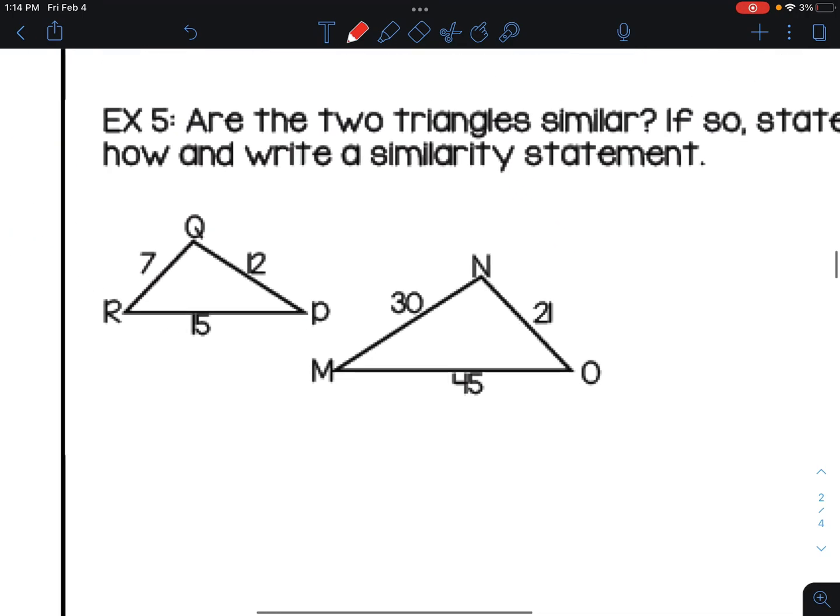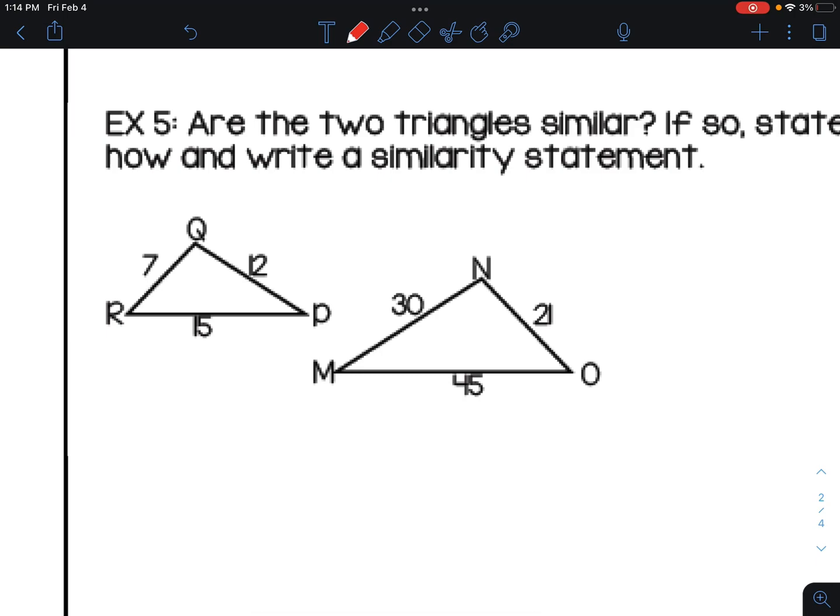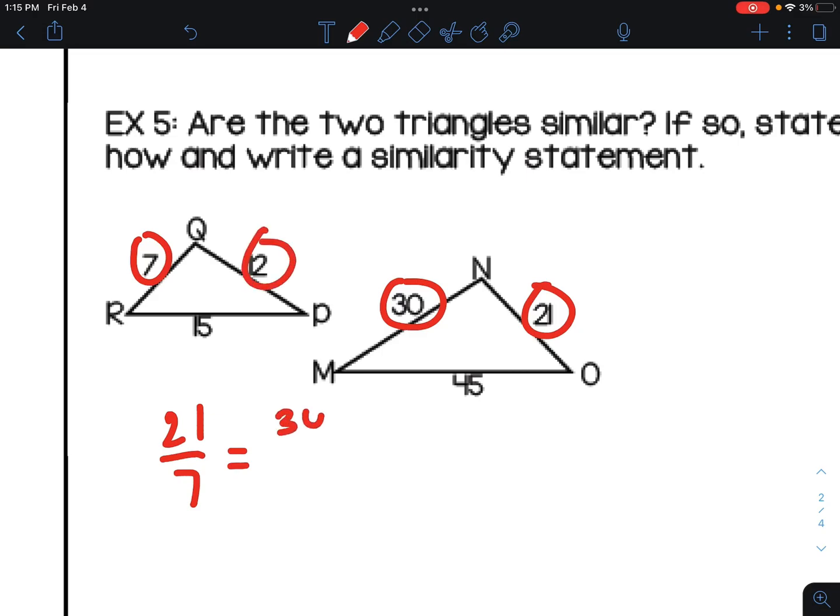And then last but not least, looking to see what we have going on here. So we're going to pick out the small side. Corresponds with the small side here. So 21 to 7. Is that the same thing as 30 is to 12? And is that the same thing as 45 is to 15?